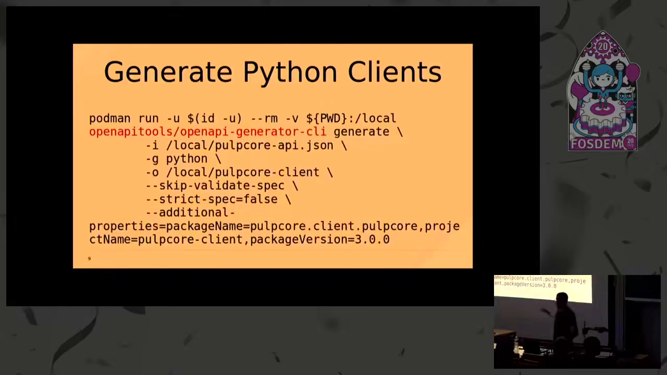So this is the command that I'm using to generate the client. I'm using Podman to run a container that contains inside of it the OpenAPI generator CLI. This OpenAPI generator CLI will let us generate the client for, first we're going to do it for Pulp Core, then we're going to do it for Pulp File, and then we're going to do it for Pulp Container.